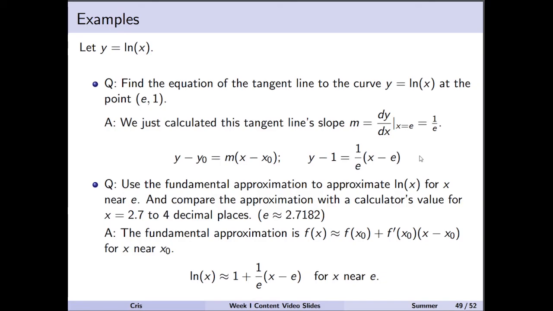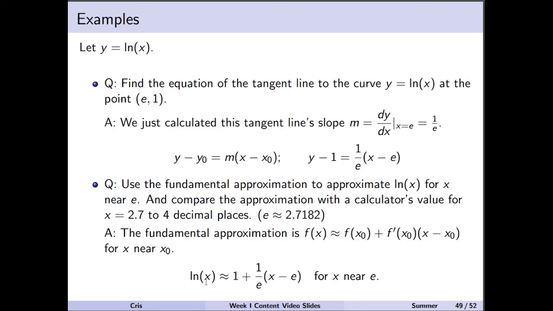Now once you know the equation of the tangent line, you can write down the fundamental approximation, and that is the next question here. Use the fundamental approximation to approximate the natural log of x for x near the number e. And then go ahead and compare the approximation with the calculator's value for x is equal to 2.7, and do it to 4 decimal places. Alright, so e is 2.7182, and so on. So 2.7 is a number that's close to e.